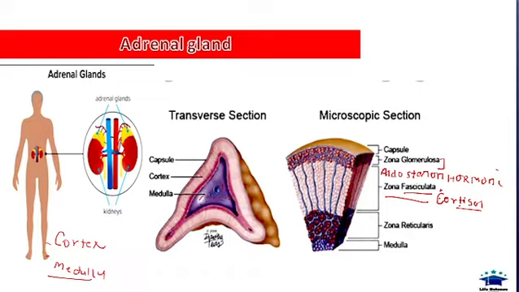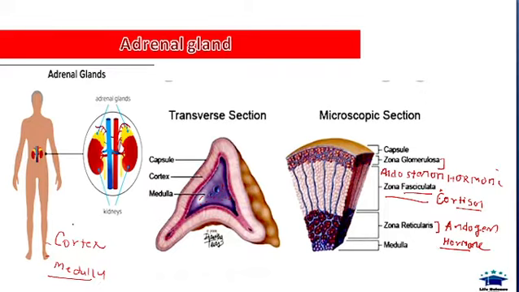If we talk about zona reticularis, zona reticularis secretes androgen hormone, and it is important for the development of secondary sexual characters. So, on the inner side we have the adrenal medulla.